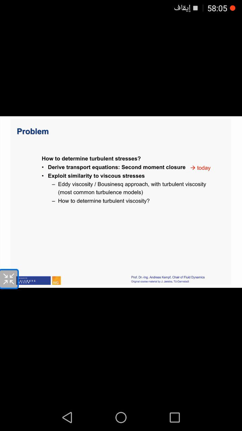But the other way, I can already tell you in advance, to exploit the similarity to the viscous stresses, we actually treat the turbulent stresses like a viscous stress, and we just consider that turbulence most of the time statistically behaves like an increased viscosity. So the effect of turbulence is the same effect as increasing viscosity. But then, if we apply the so-called Boussinesq approach and add a turbulent viscosity, the question remains, how strong has the turbulent viscosity to be? How do we determine or calculate it?